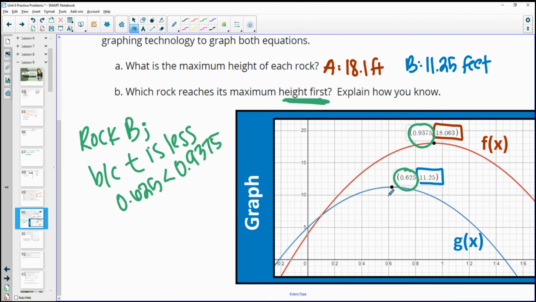0.9375. Or you can say that it occurs further to the left on the graph, right? So if you want to talk about position on the graph, it happens further to the left, which means that the x value is smaller, or in this case, the t value.